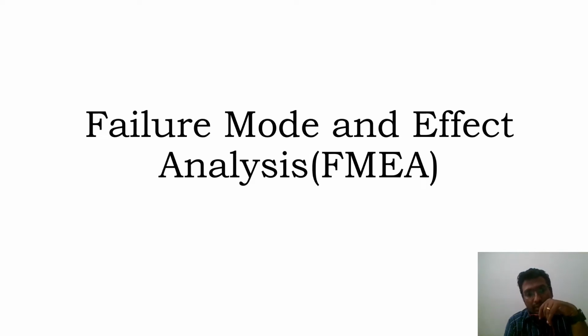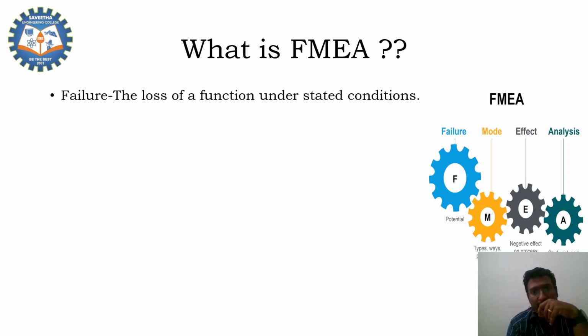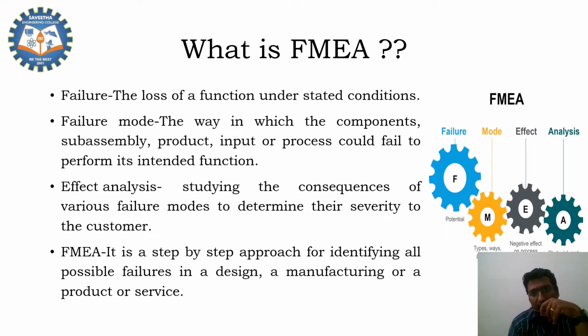Hello friends, today we will discuss failure mode and effect analysis. So it is called FMEA. What is FMEA? What do F, M, E and A stand for? F stands for failure, M stands for mode, E stands for effect, A stands for analysis. That is called failure mode and effect analysis.